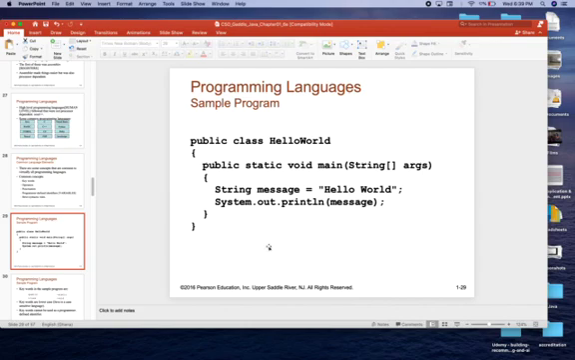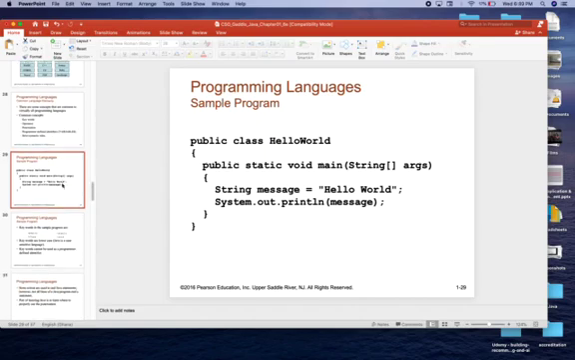Quickly now, we're looking at the structure as it is with the Java programming language.